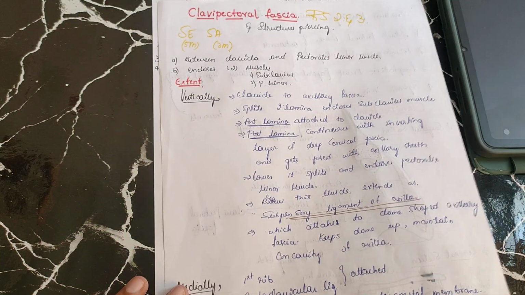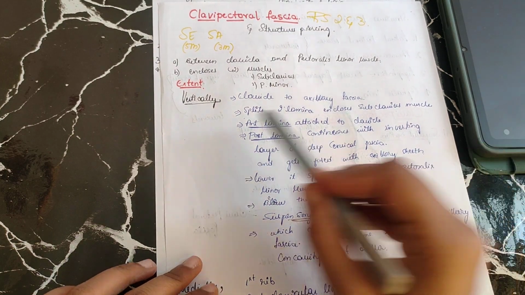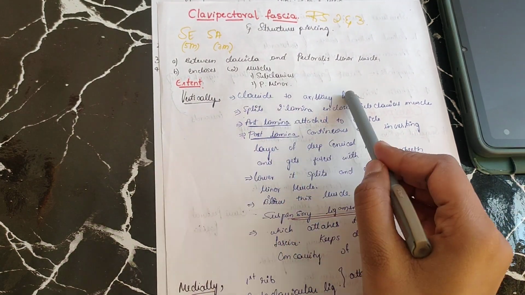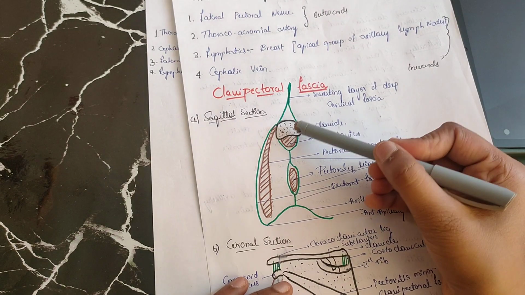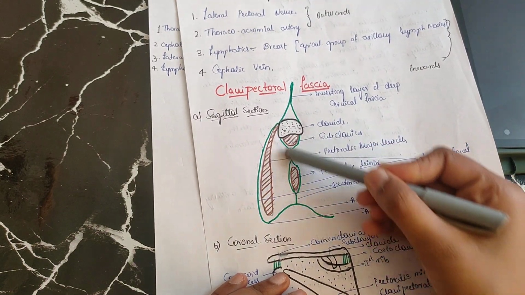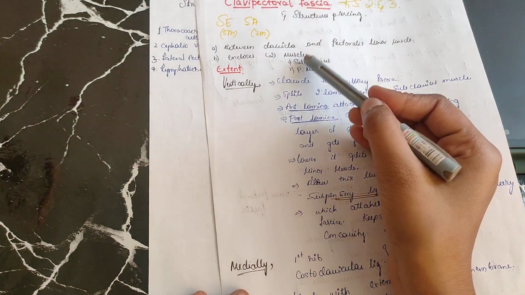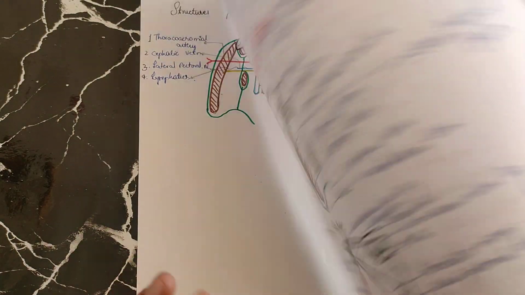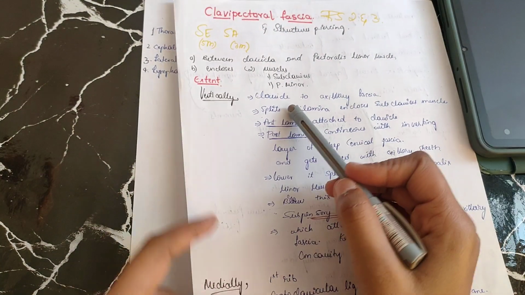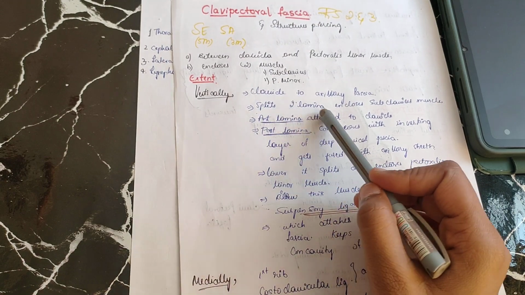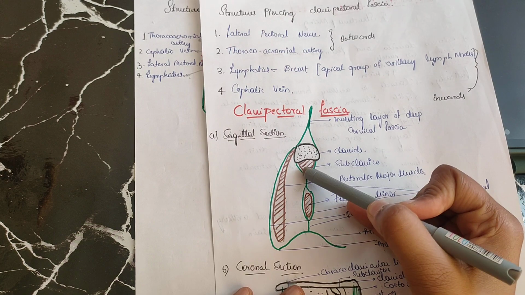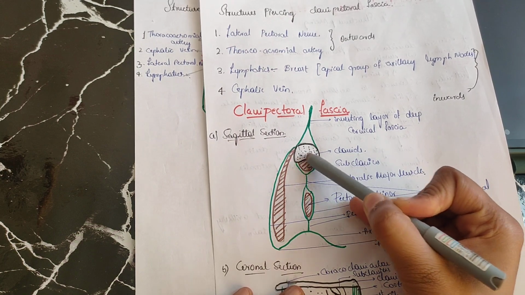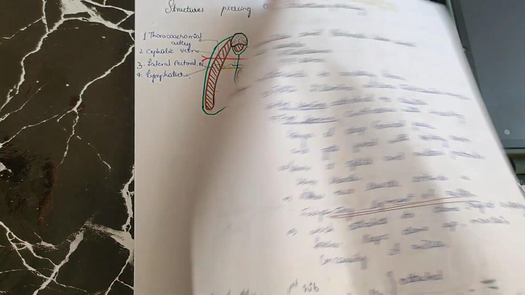We'll see the theory part of this, as we have discussed in the diagram. Vertically it extends from the clavicle to the axillary fascia. This is the clavipectoral fascia, and it encloses two muscles also. We have discussed, that is subclavius and pectoralis minor muscle. Its upper part splits into two lamina and encloses subclavius muscle. See here, it splits into two lamina, anterior lamina, posterior lamina, and encloses subclavius muscle.